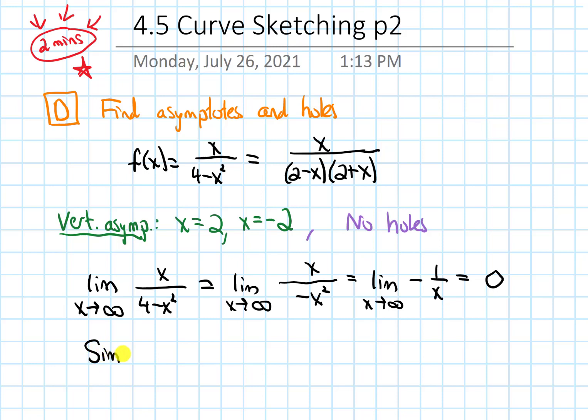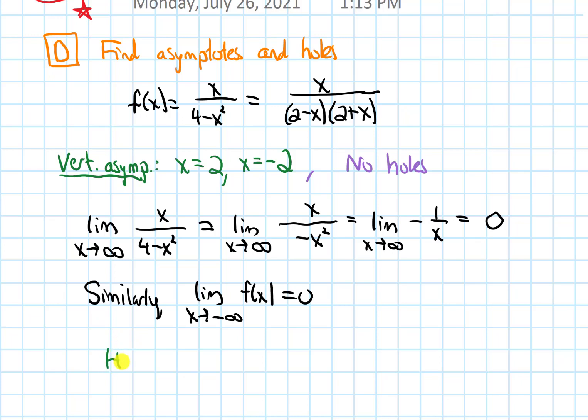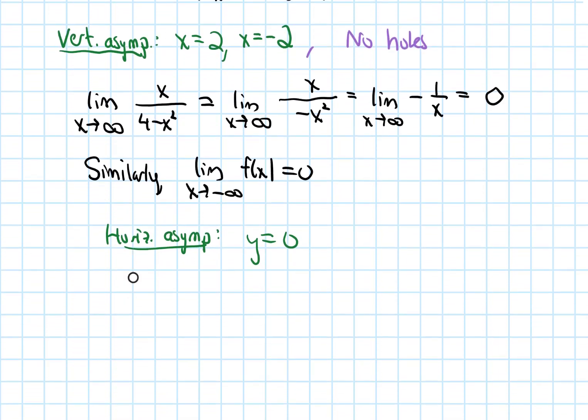Okay, similarly, we could show that the limit as x goes to negative infinity of our function also will be equal to 0. So our horizontal asymptote, there's just one of them, in both directions, in the infinity direction and in the negative infinity direction, our function's y values are getting really close to 0. So the horizontal asymptote is y equals 0. All right, so we are ready for the next step.